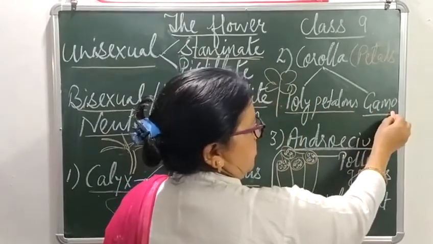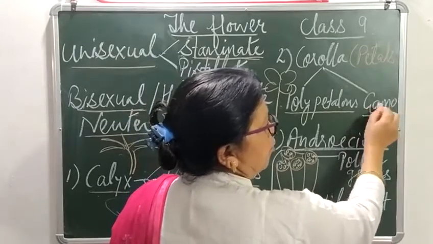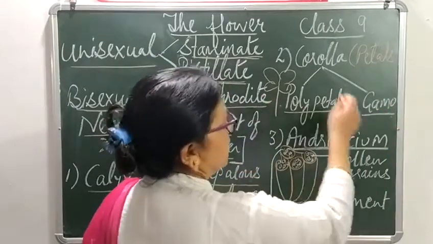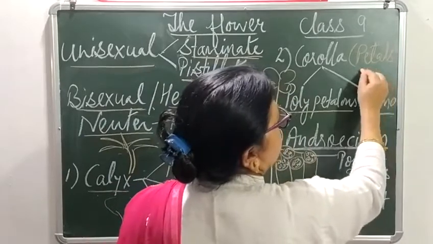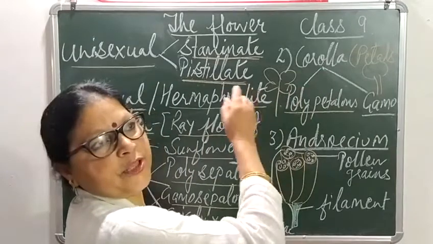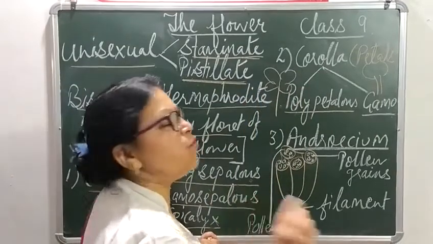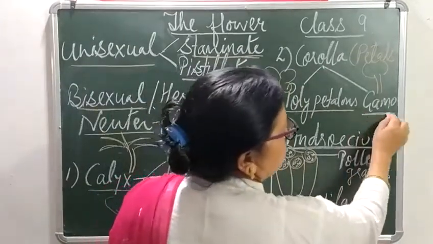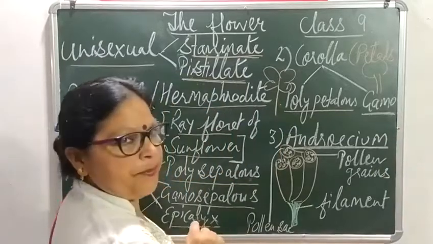Gamopetalous. I have not written petalous here. Gamo means fused. That means all these petals will be fused together. The colored part will be fused together and will be forming only one single whorl. This condition is known as gamopetalous.